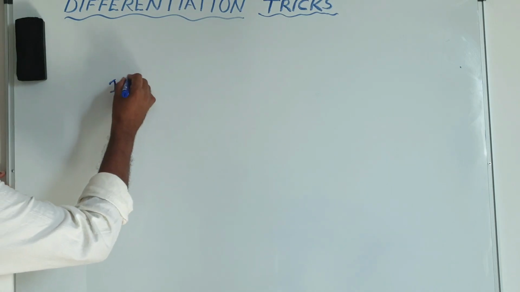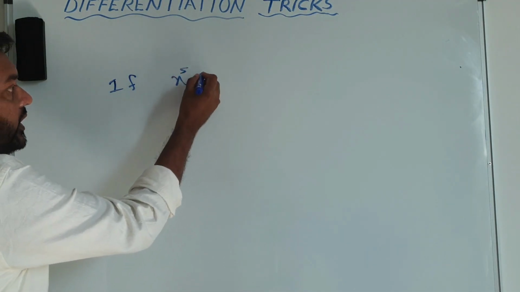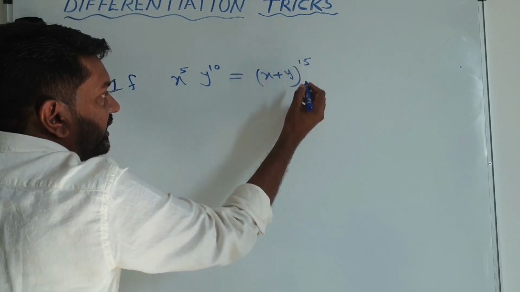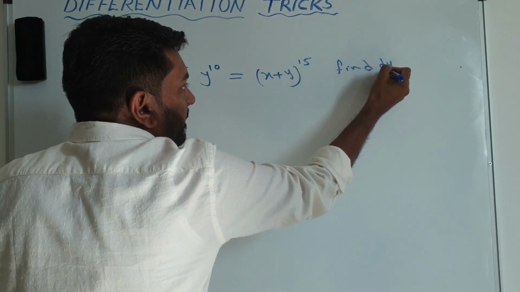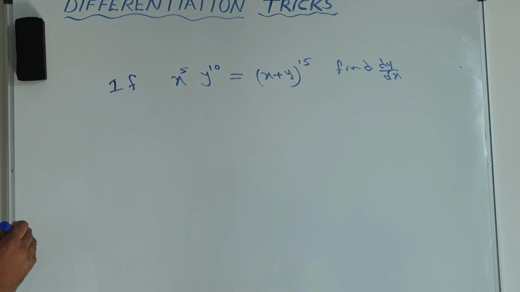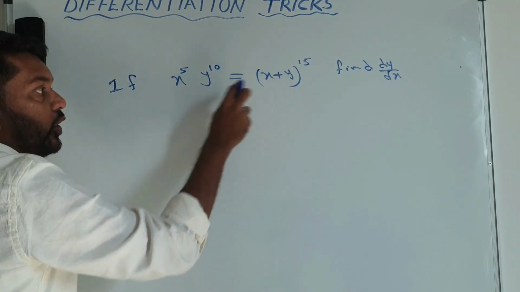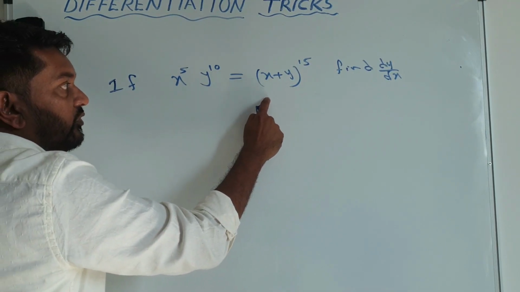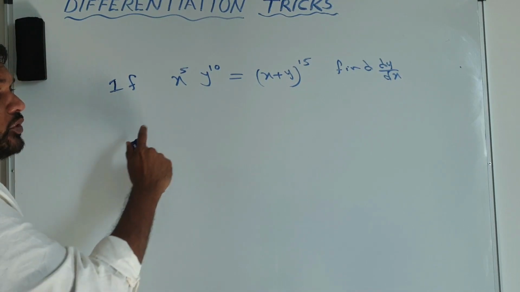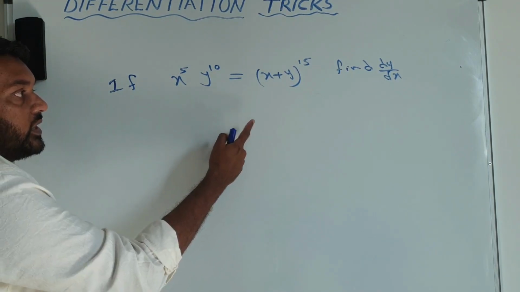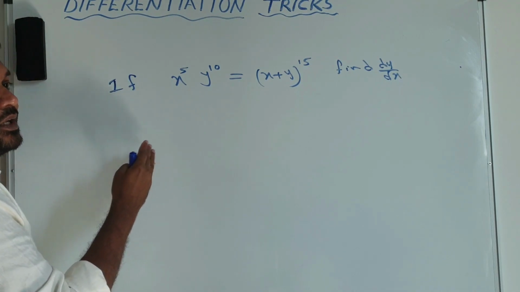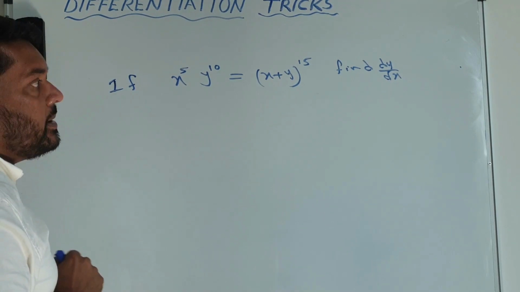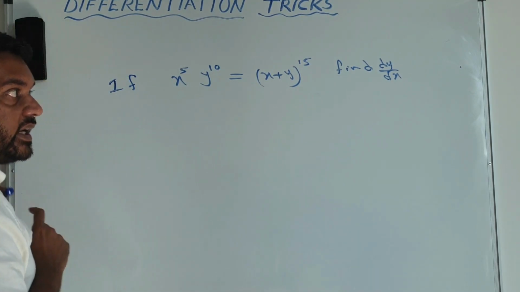If x to the power 5 into y power 10 equals (x plus y) the whole power 15, find dy by dx. The normal way of doing this is you have to take log on both the sides. So it will become 5 log x plus 10 log y equals 15 log (x plus y). Then you have to differentiate both the sides. Then take dy by dx terms to one side, take common out. It is taking a lot of time if you do it like that. How to do this question in a second?